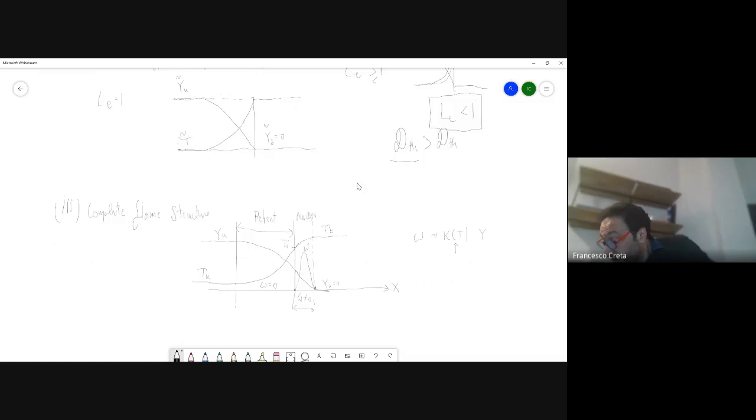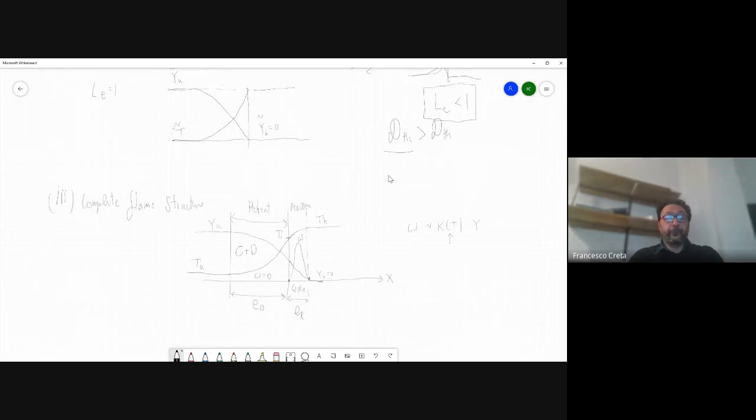As we said, this is the thickness LR, and this is the thickness of the diffusive layer or the preheat zone, LD. We've also said that in the preheat zone, there is a competition between convection and diffusion. Okay. What else can we say?